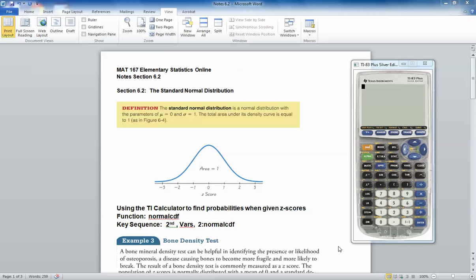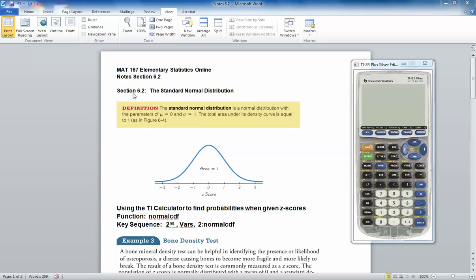Hi, in this video we're going to take a look at the examples from Chapter 6, Section 2 using the calculator. The textbook and the videos in Pearson show you how to do this using a table. This will be much easier and much quicker.